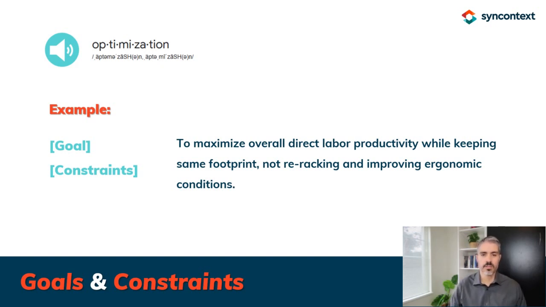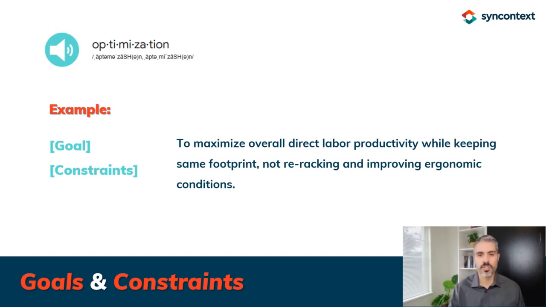So if we look at an example of optimization, it could be we want to maximize overall direct labor productivity, while staying within our existing footprint, not touching our racking, and maintaining ergonomic constraints, not heavy items in upper levels and so on. So that would be an example of how we would define this optimization scenario.